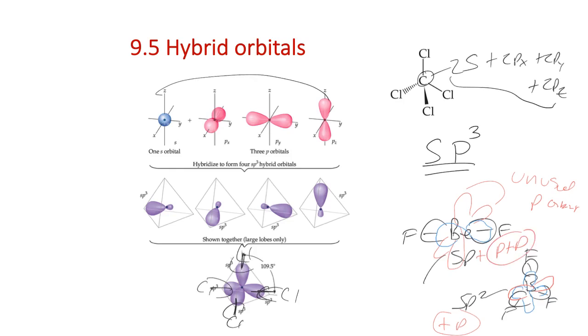What we're going to see later on is that those unused p orbitals are what can be used to make double bonds or multiple bonds, so that the unused orbitals can overlap with other unused p orbitals to make multiple bonds. We'll talk about that later.